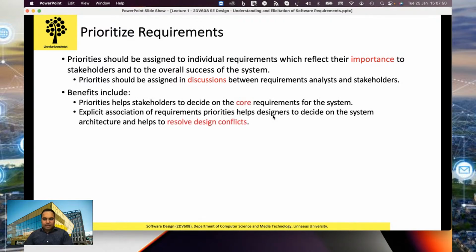Prioritizing requirements means giving some importance, value, or label to the requirements. Usually high priority requirements are implemented earlier and delivered earlier than low priority requirements. But then it should also be defined with discussions among the requirements analysts and the stakeholders. And this is another way of resolving design conflicts or conflicts between the stakeholders.